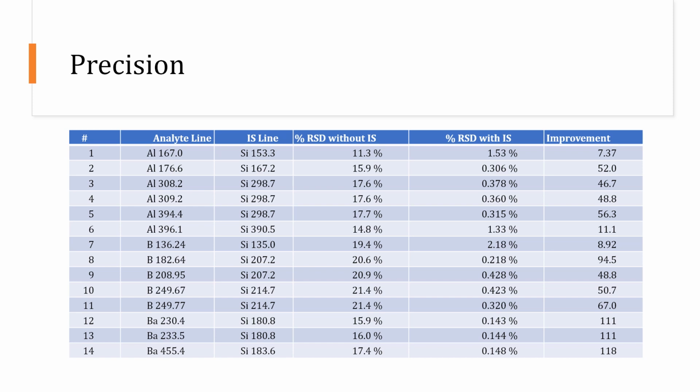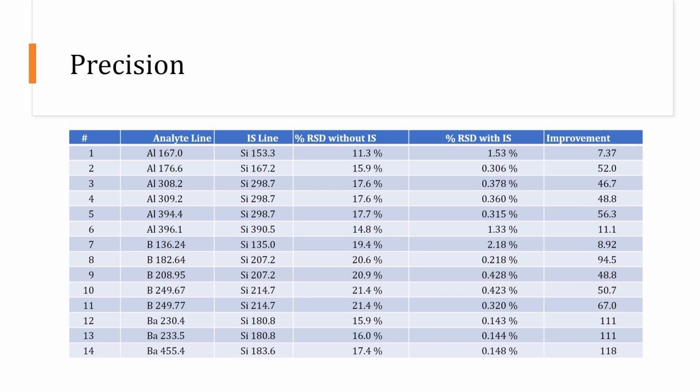So firstly, we start off with aluminium, and you can see that the aluminium 167 line was referenced to silicon 153. Without the internal standard line, the RSD for aluminium was 11.3. However, with the internal standard it is 1.53, which is an improvement factor of better than 7.